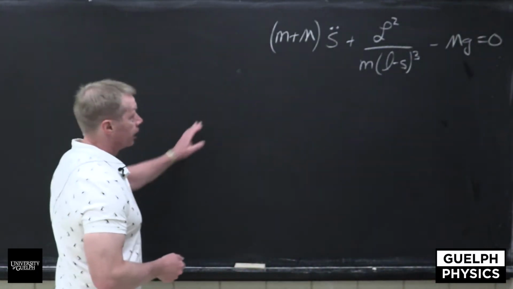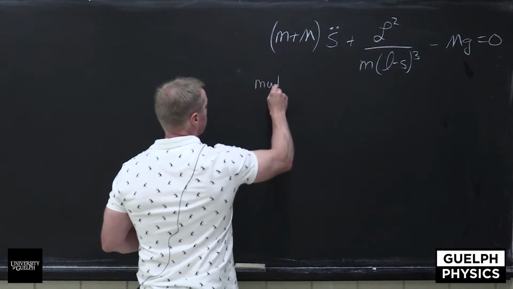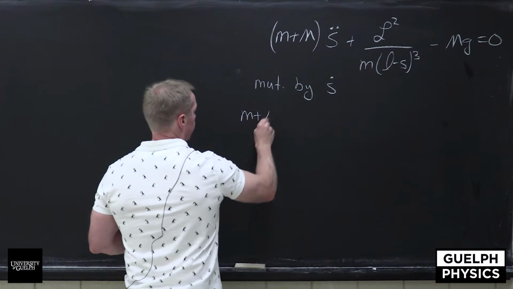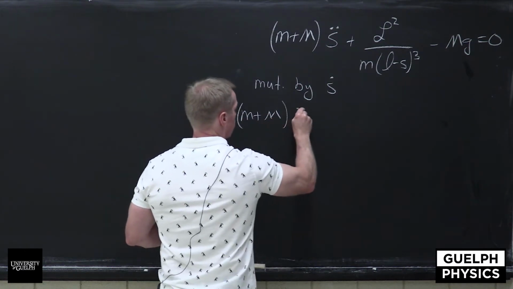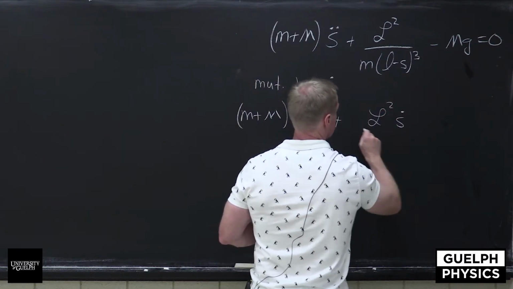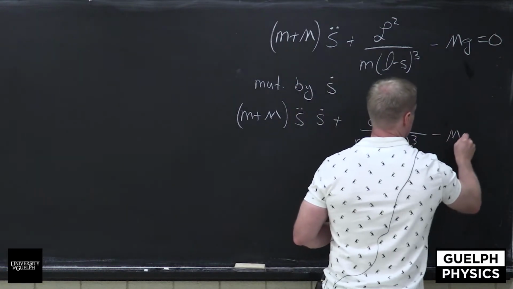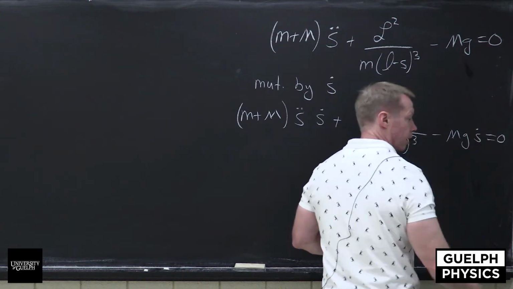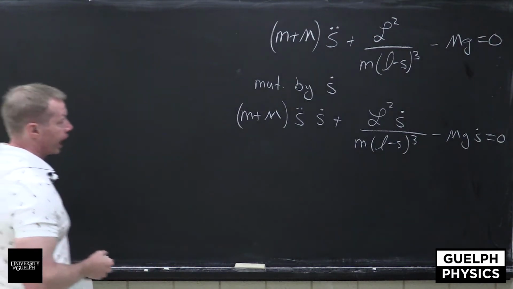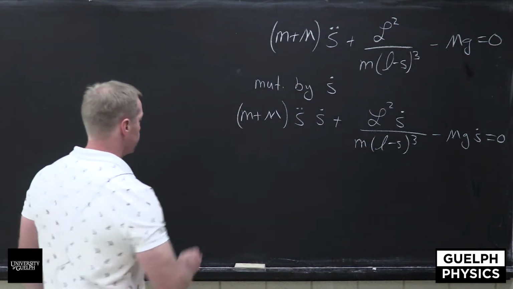Okay. So now we're going to do the same trick. We're going to multiply everything by s dot. So I have (m plus big M) s double dot s dot plus L squared s dot over (mL minus s) cubed minus mg s dot equals 0. And when I have this form, then I can integrate with respect to t.